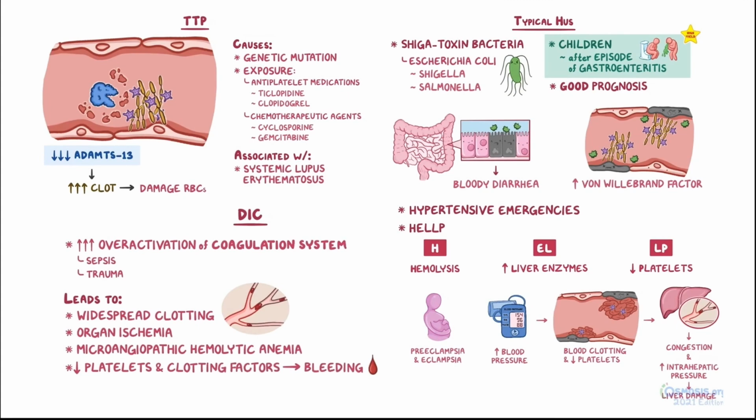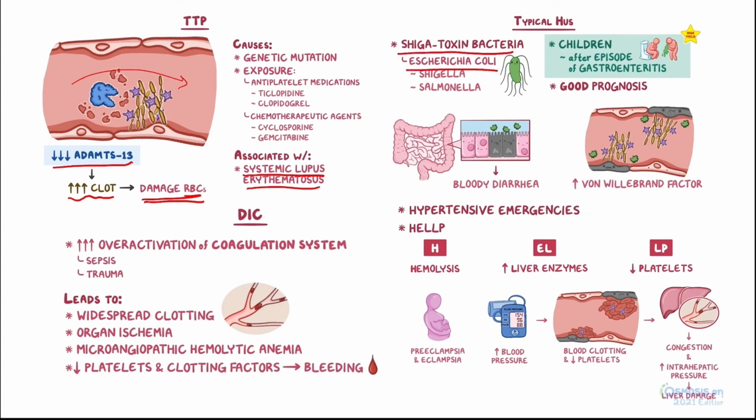The first one that we have is TTP, or thrombotic thrombocytopenic purpura. It's basically a defect in ADAMTS13, which will basically increase the formation of clots and then cause damage in RBCs. And this can be associated with systemic lupus erythematosus. So you create a clot, and as you create a clot, the RBCs will kind of pass by it and they would lyse.